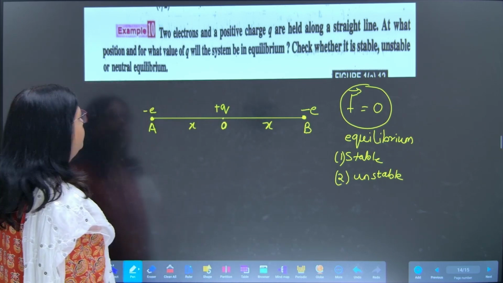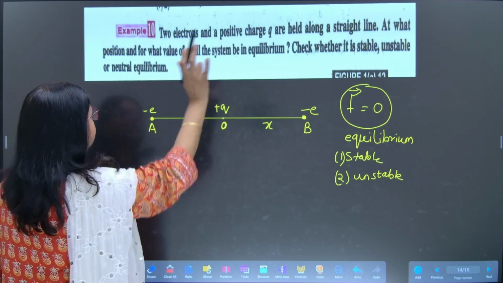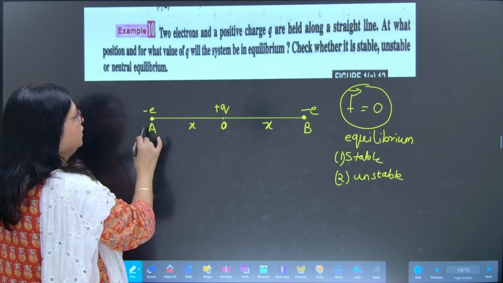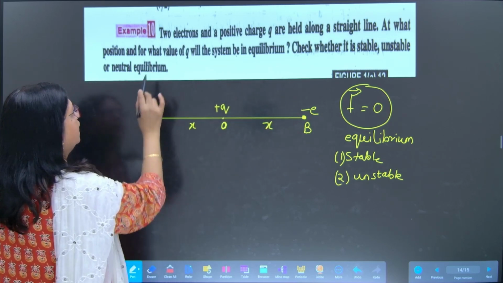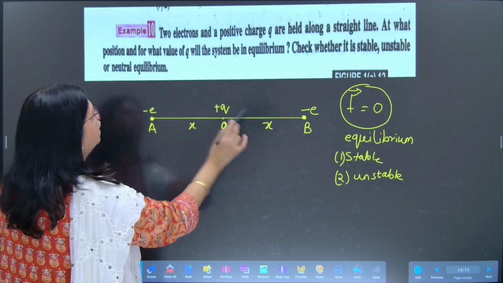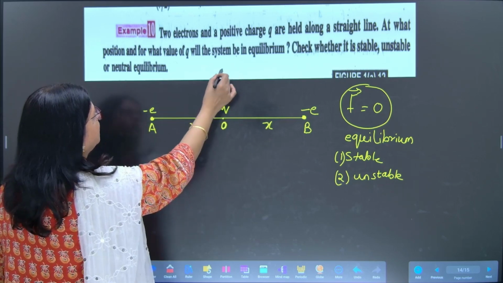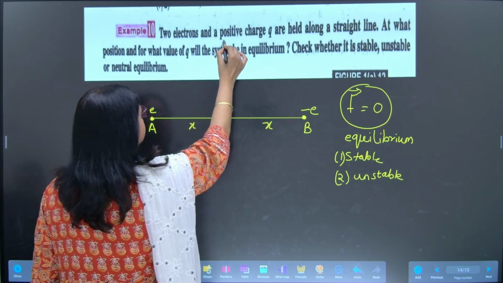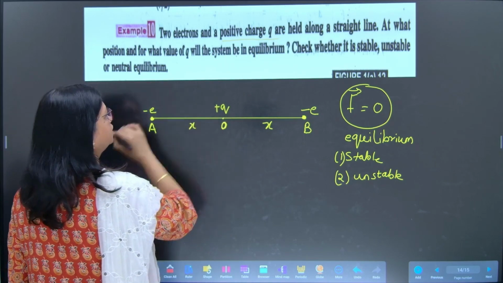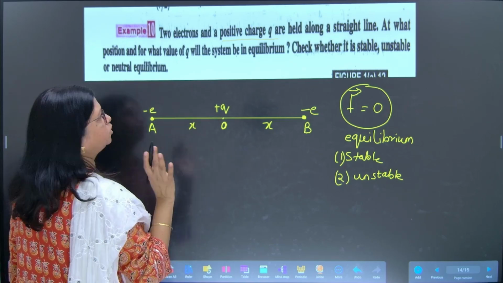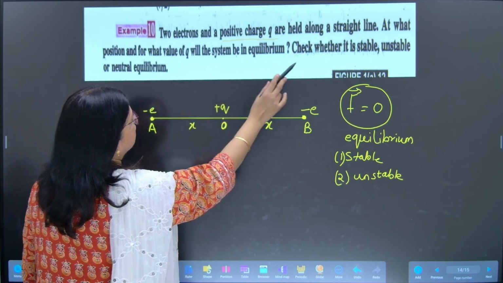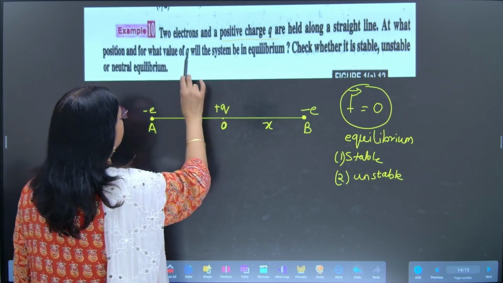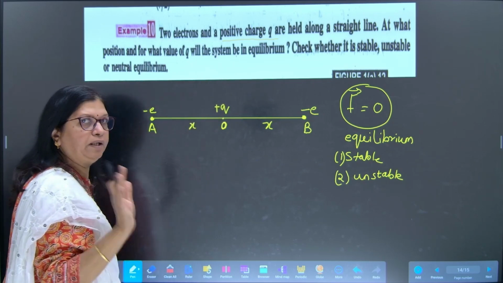Now here they have given us 2 electrons. That's why I have written negative E here and negative E here, which indicates that we are placing 2 electrons along a straight line, and a positive charge. It is written here as a positive charge Q. So I have written a positive charge Q here at any position, and we have to understand at what position and for what value of Q will the system be in equilibrium.